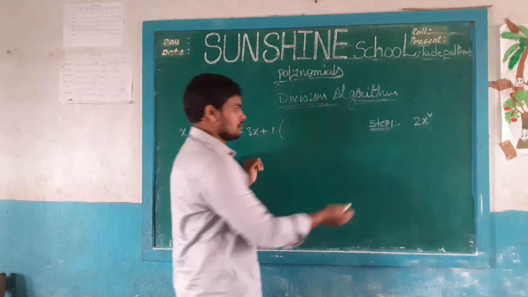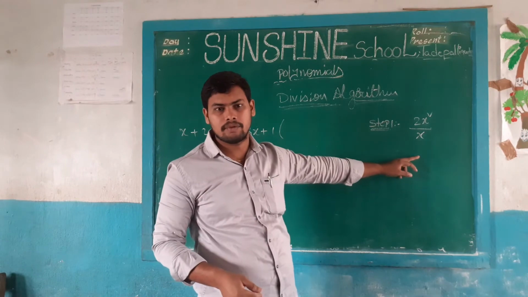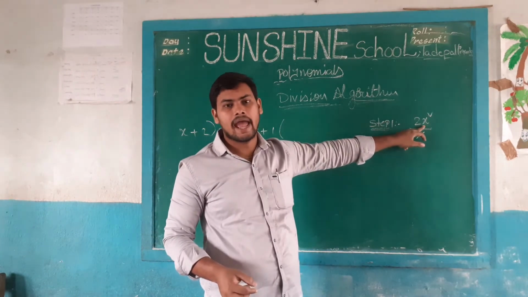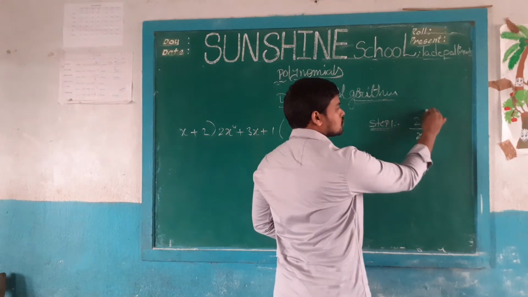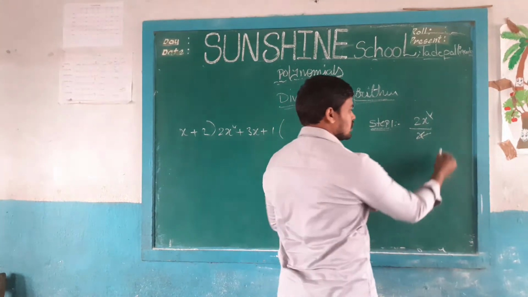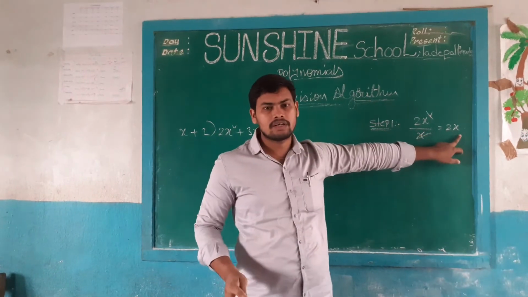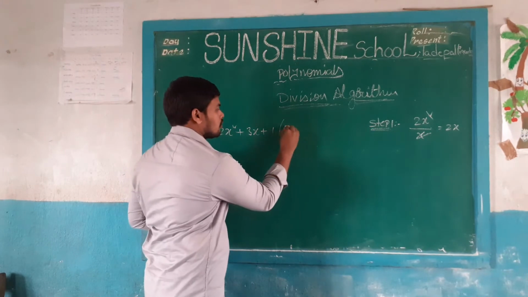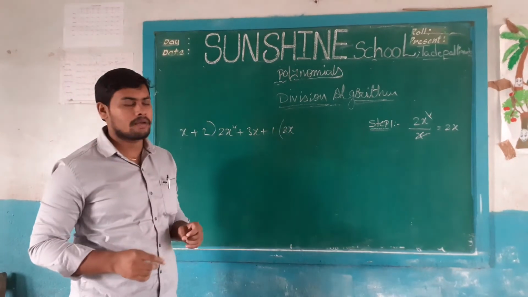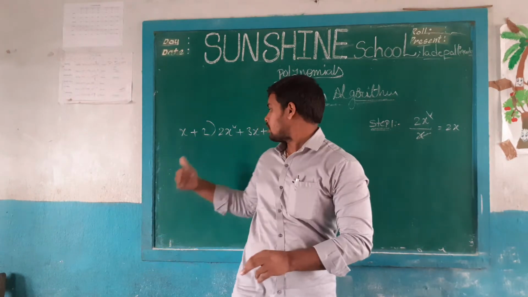And what is the divisor term here? x. So 2x square divided by x. Here x square means x into x, so one x will be cancelled. The remaining one is 2x. So write down the 2x value here. Next, you should multiply this 2x by the g of x.